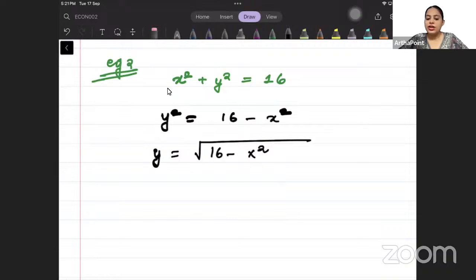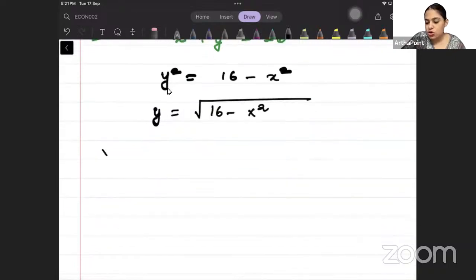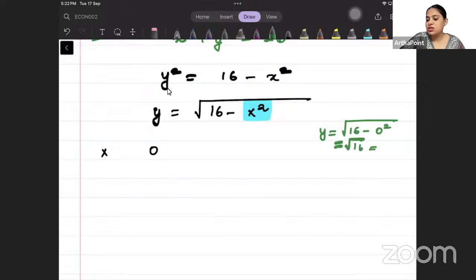Right. Now what we can do is we can take different values, अलग-अलग values देना शुरू करेंगे. So let x be 0, beta. I am putting 0 here. So what will I get? Y का value क्या आ जाएगा बच्चे? Y will be 16 minus 0 whole square under root. That means under root 16. That means plus minus 4. So it can be 4 also and it can be minus 4 also.